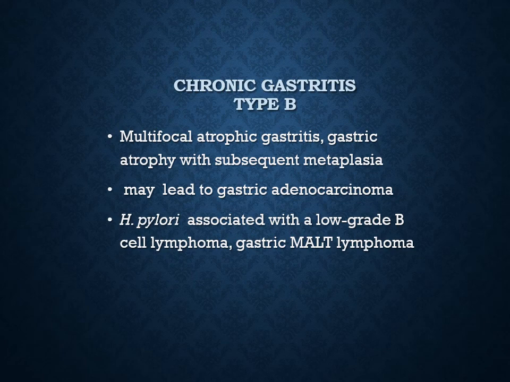While in type B, there is multifocal atrophic gastritis, gastric atrophy with subsequent metaplasia. It may lead to gastric adenocarcinoma, and it is associated with H. pylori and with low-grade B-cell lymphoma or gastric MALT lymphoma.